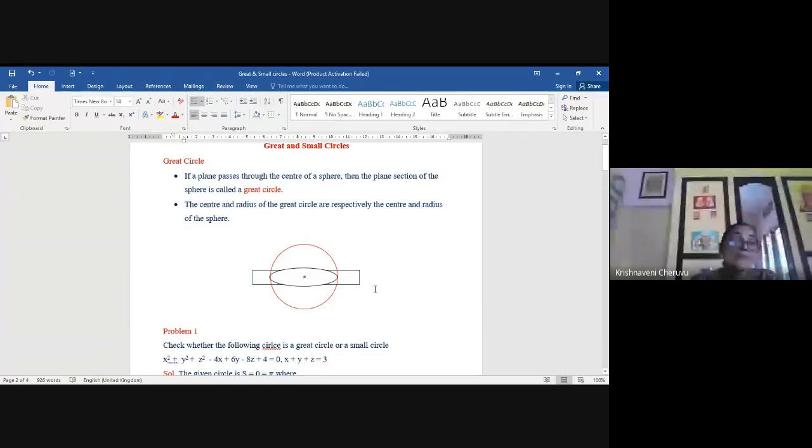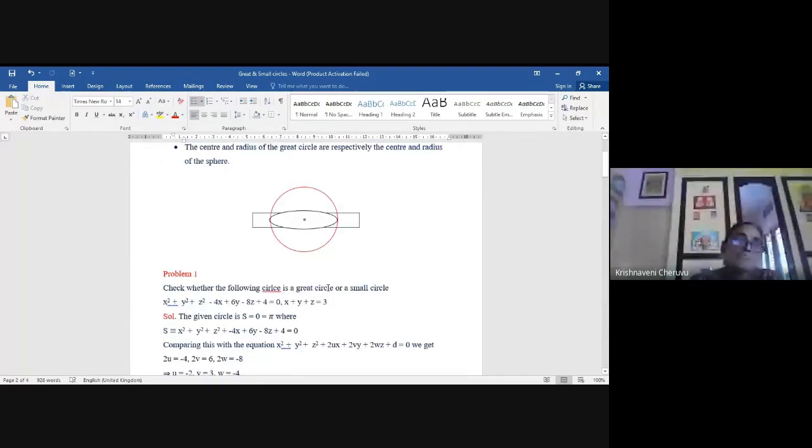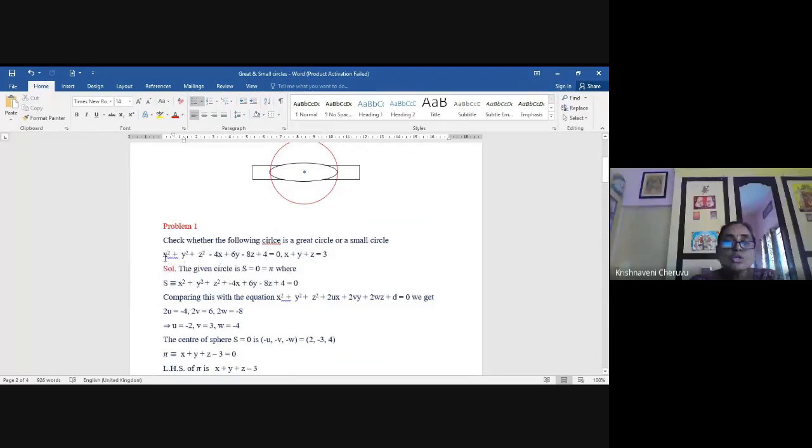Now let us identify. This is how, if you have a picture, you can identify whether the circle is a great circle or a small circle. But when you are given a problem, like see, he gave you a circle. I told you, circle means intersection of a sphere and a plane. So he gave you a circle. I'll just correct here. This is a circle, girls.